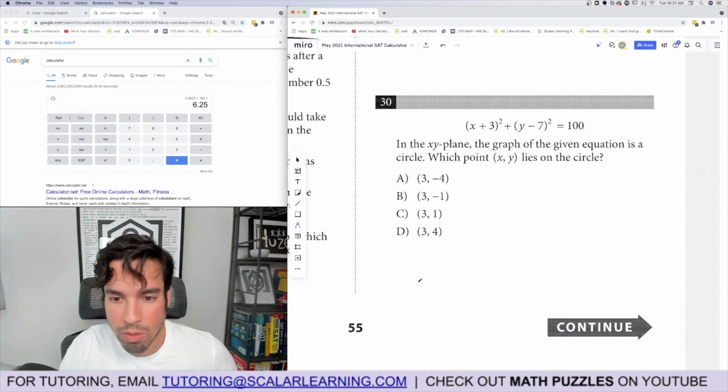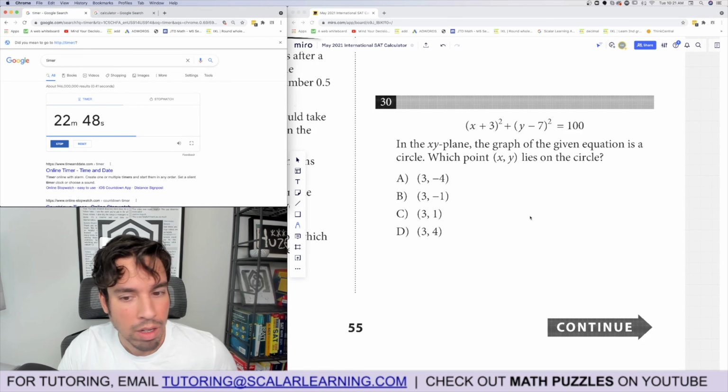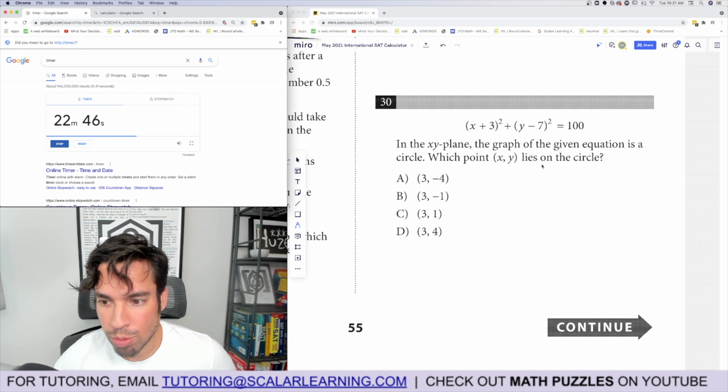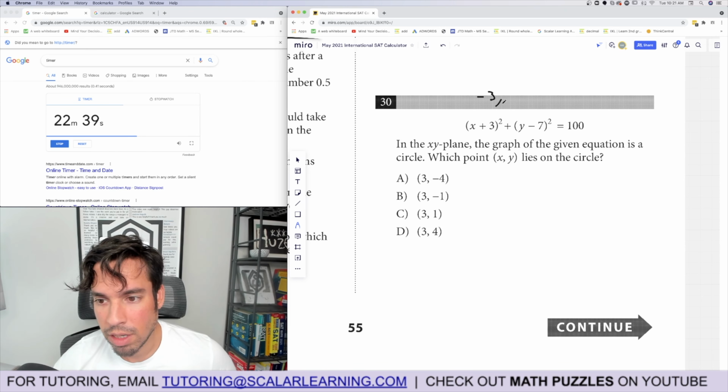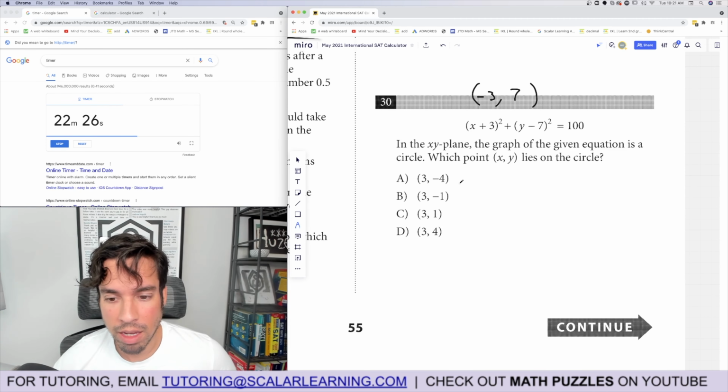We still have 30. Here we go. One more. Another circle equation. Which point x, y lies on the circle? So first of all, let's plot out a couple things. Oh no, I don't need to do this. This is the center, but if I want to know which one lies on the circle, all I got to do is plug and chug and see which one gives me a true value. Like if I plug in this for x and this for y, will I get something that equals 100? Is there any shortcut I can take? I know the radius is 10.